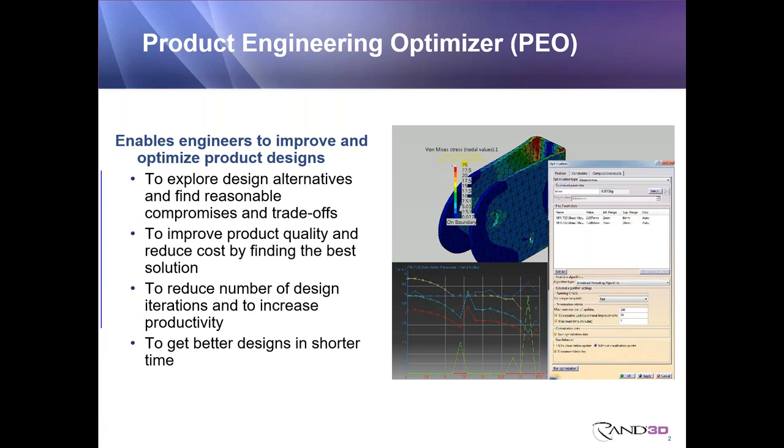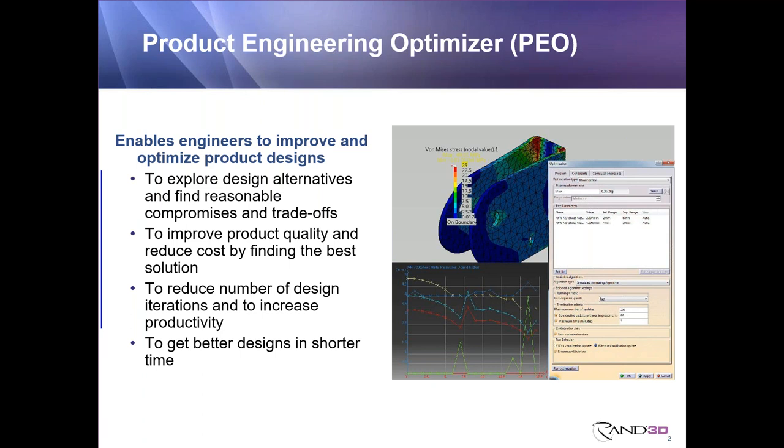Being engineers, we all know that many of that stuff can be done manually. If you work in the industry for a substantial period of time, you pretty much have a good idea already as to how to improve the products. Unfortunately, that's not always the case. And what this workbench offers is that you can actually ask the software to find the best solution, the best combination of dimensions for you.